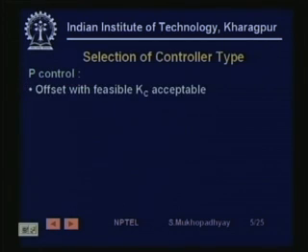Now we already know that P control leads to offsets in most cases. So obviously you can use P control only when that offset is acceptable with feasible values of the gain. What does it mean by feasible value of the gain? You can always say that I can always increase the gain, but you cannot. You cannot increase the gain basically for two reasons. One reason is stability. If you increase the gain too much, it may happen that the process will become unstable. Second thing is that you often have actuator constraints. So even if you increase the gain, it may happen that you are not able to give more input to the process. So P control can be used when the offset that may arise with a feasible value of Kc is acceptable.